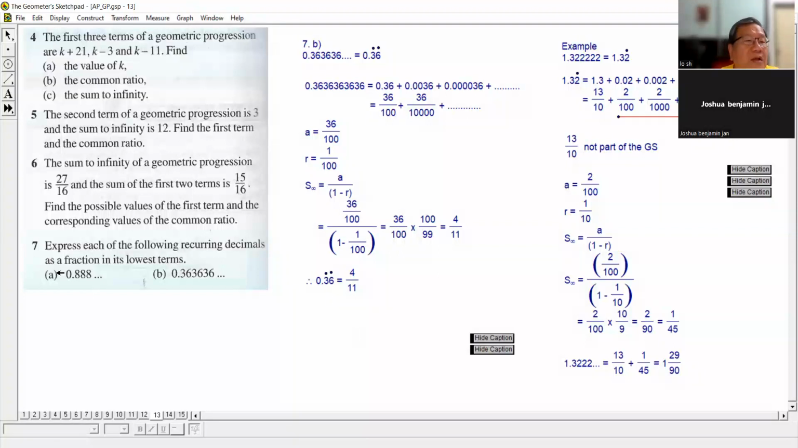Okay, right. Now you use this 0.8 recurring, you break it up into the sum of many numbers, 0.8, 0.08, 0.008, and like this, then you make them into fractions, then you form a geometric progression, then you find S infinity. You tell me what is this number in fraction form. Okay, you write on a piece of paper, then you show me.